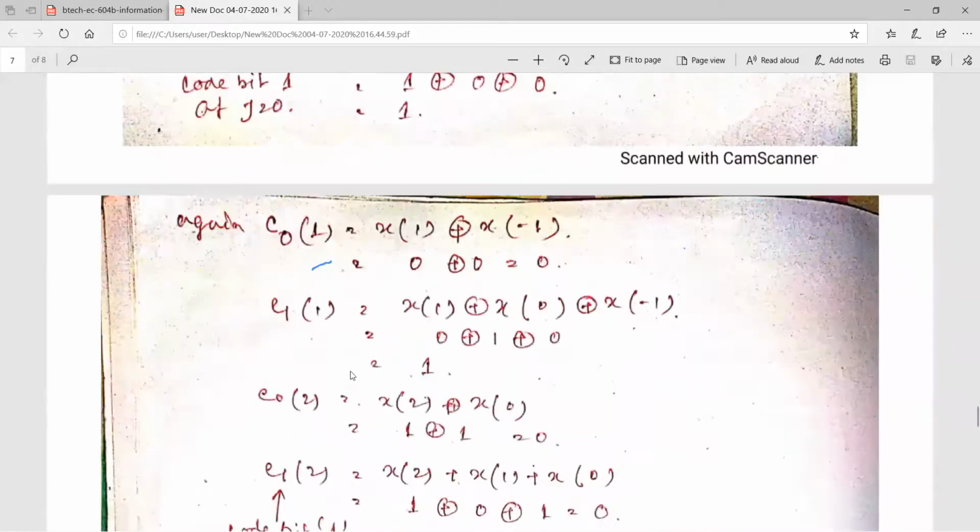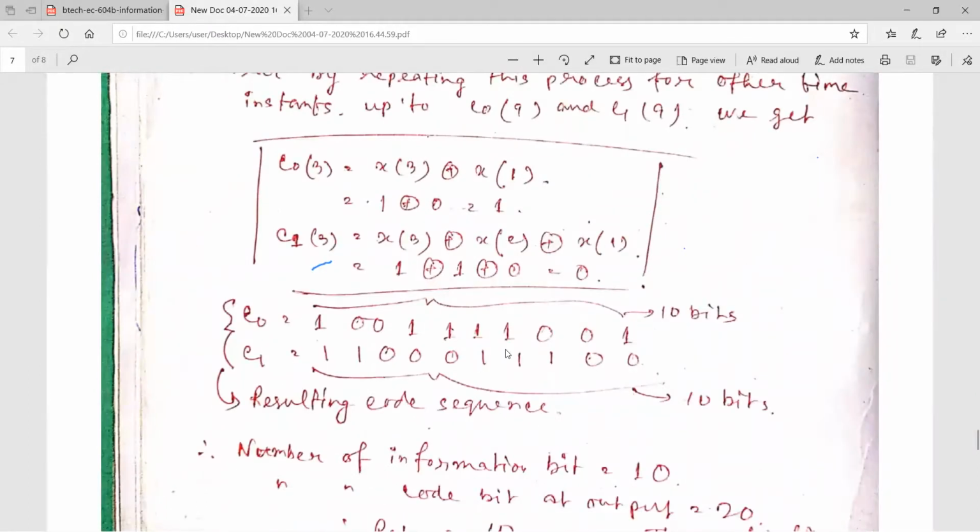Now go to the last part. Here the number of code bits for C0 equals 10 bits. For code bit 1, the bit representation is also 10, because 10 bits are there. And for C0 there are also 10 bits.